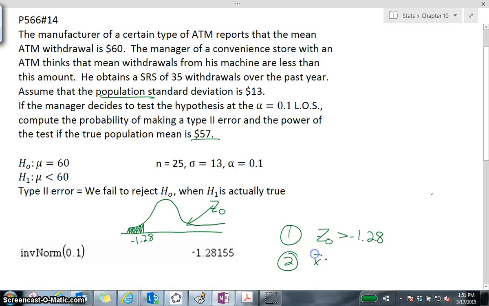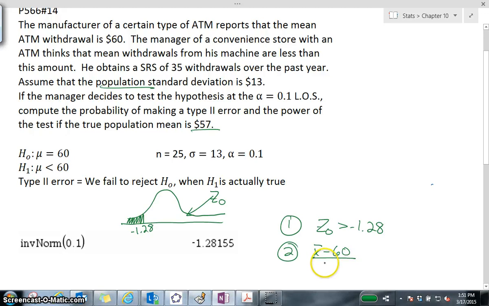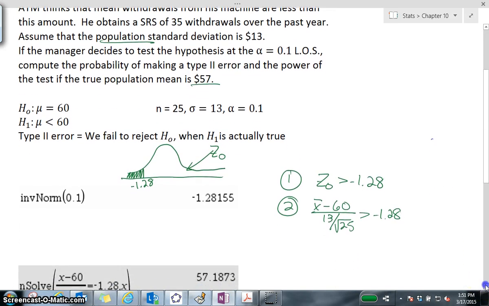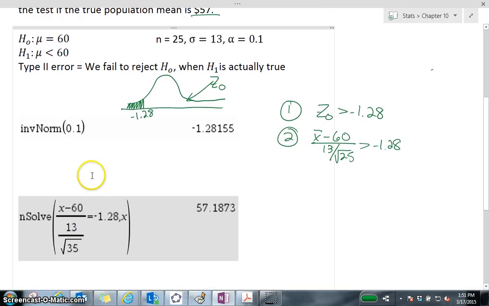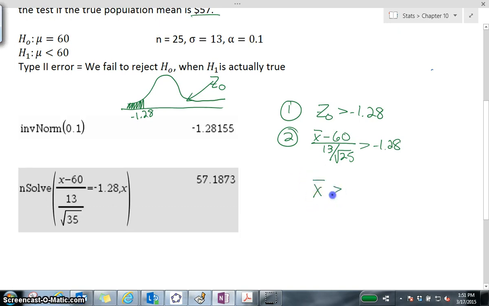So that is X bar minus our mu, which is 60, over our sigma divided by the square root of 25, and we want to see what X bar will give us that. So we can use the TI Inspire and kind of cheat. We see that here on the left. Put in nSolve, put in that equation, and X bar is greater than 57.1873. So our X bar was something greater than that, and that's why we rejected it.